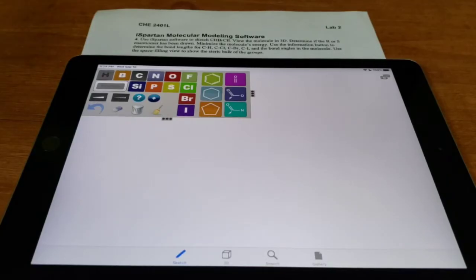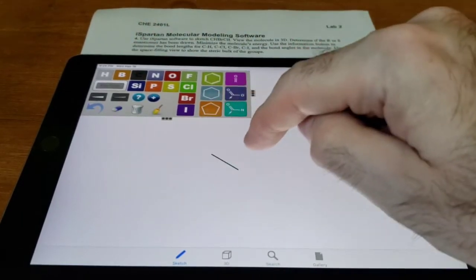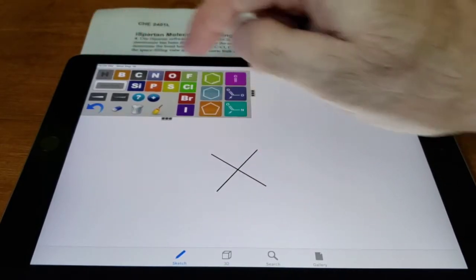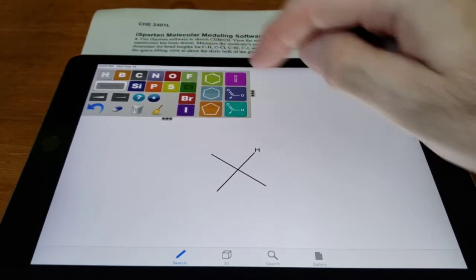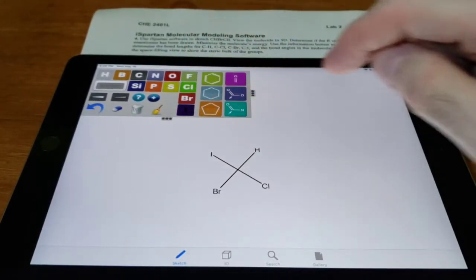Part 4 of the assignment asks us to use the Spartan software to sketch CHBrClI to look at that molecule in 3 dimensions, determine whether it is the R enantiomer or the S enantiomer, and then to identify the bond lengths and angles within the molecule. So I'm going to select a carbon to be my central atom, and I'm going to draw 4 bonds to it, and then I'm going to switch those out, so this one can be a hydrogen and a chlorine and a bromine and an iodine.